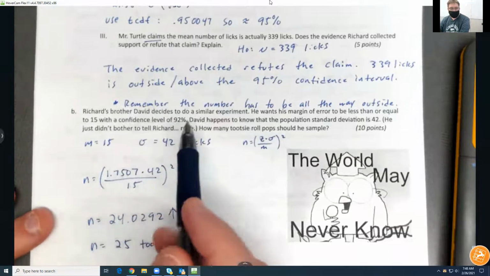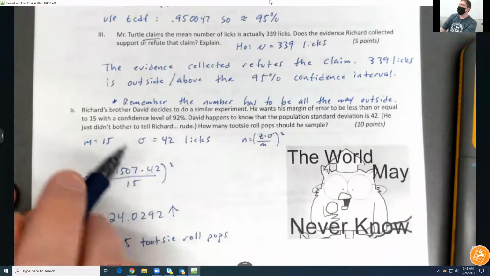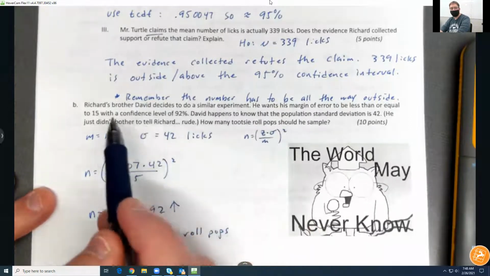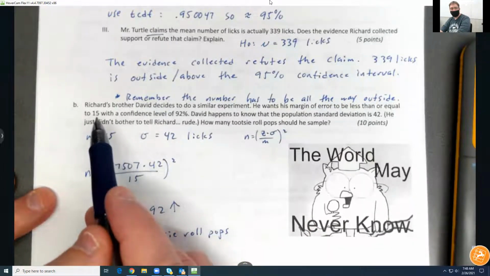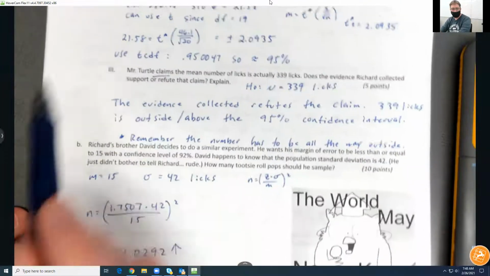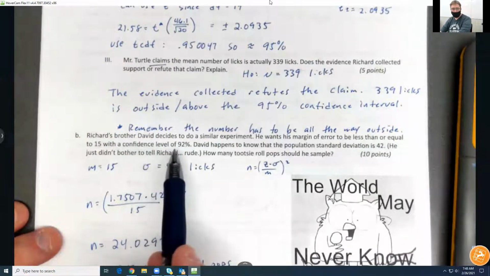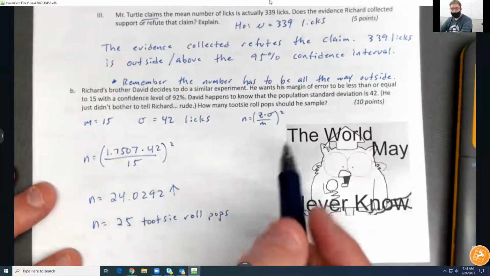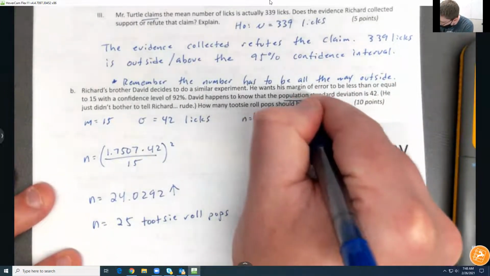Richard's brother, David, decides to do a similar experiment. Basically, he wants a margin of error to only be 15. So earlier we had 21, and he wants the confidence level to be 92. Earlier we had 95. So basically you're redoing his confidence interval.